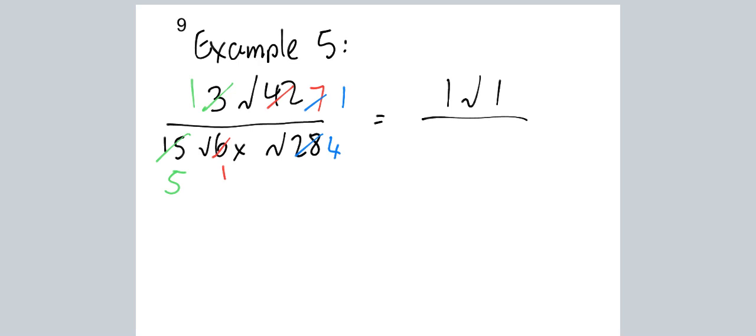Cool. On the bottom, what am I left with? Oh, I've got a 5 here. I've got a 1 here. These are all times together. So I've got 5 times 1 times root 4. Yeah, but again, I would go straight to 2, but I'm going to go just one little step just for the notes, really. 5 root 4 on the bottom. And now I'm going to simplify. 1 root 1 is just 1. 5 times root 4 is 5 times 2, which is 10. So that whole big mess is just 1/10. What do you reckon?